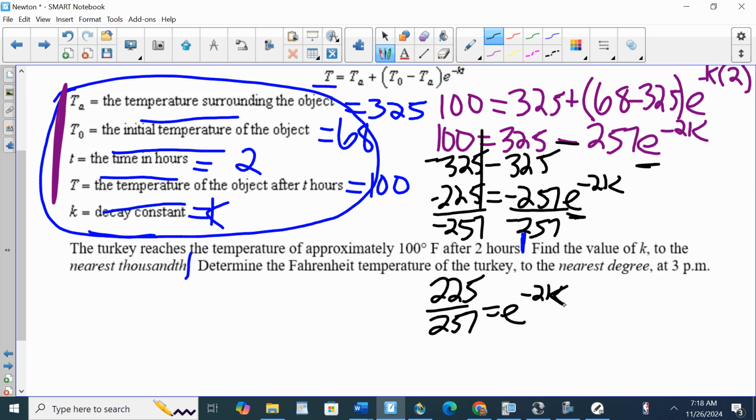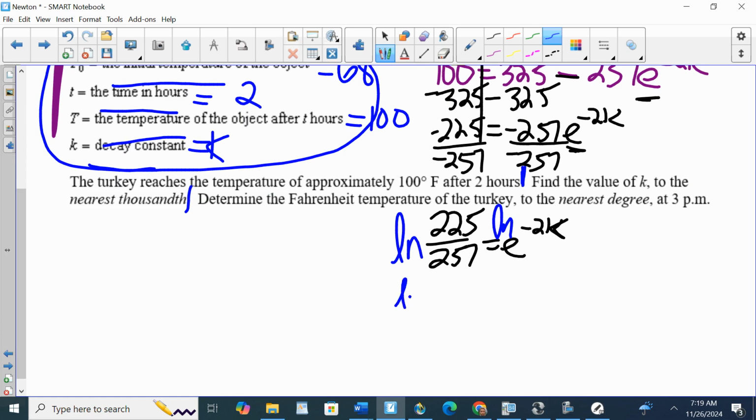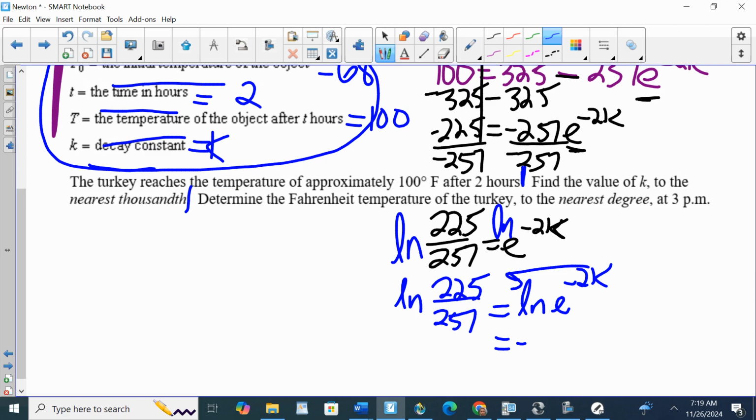And now that I'm isolated, I take the log of both sides. We spoke about that with e, it's easier to do ln of both sides. It doesn't matter. You can do log of both sides. I'm going to do ln of both sides. So I have ln of 225 over 257 equals ln e to the negative 2k. The reason I do that is the exponent comes to the front, and ln e is 1. It just goes away. If you did log of both sides, then you'd have log e.